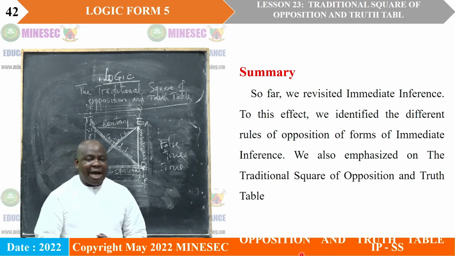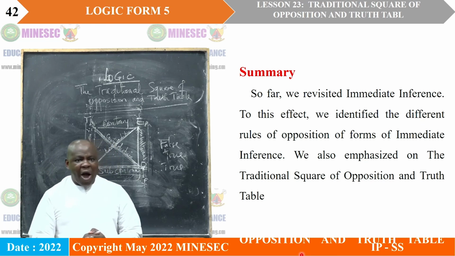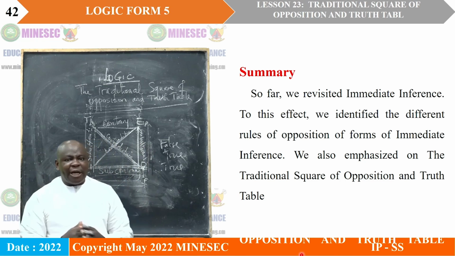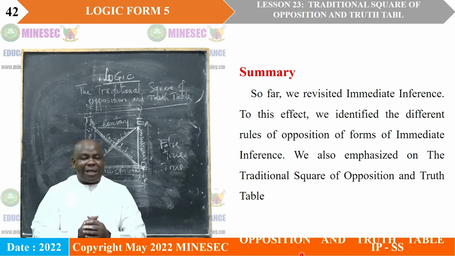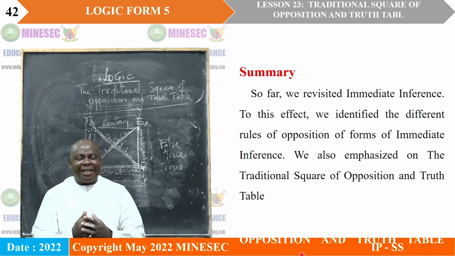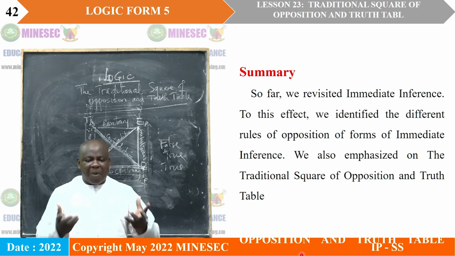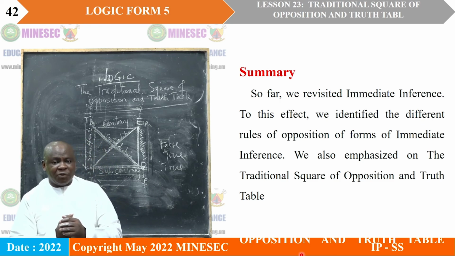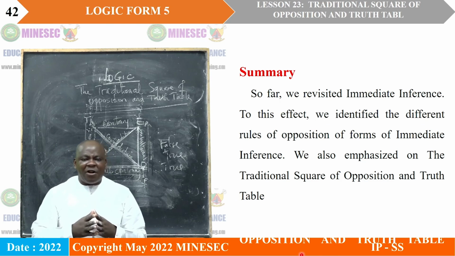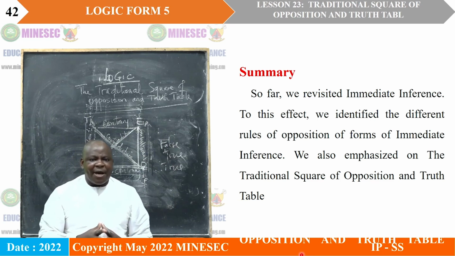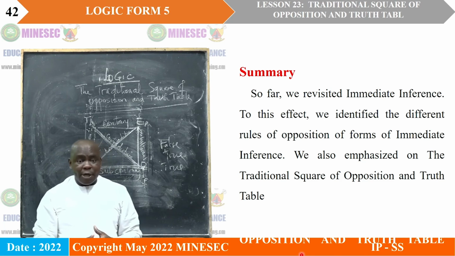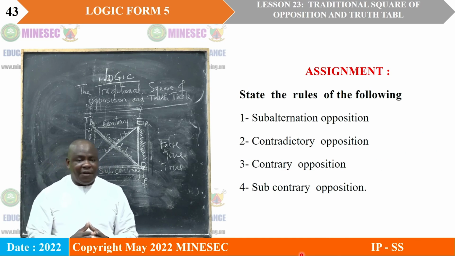Dear learners, we have come to the end of our lesson, the traditional square of opposition and truth value table. So far, we have revisited the immediate inference as well as the two types of inference. We have identified the different rules of opposition of all forms, that is subordination, contradiction, subcontrariety, as well as contrariety opposition. We have emphasized the traditional square of opposition and the truth values that carry all of them, as well as a graphical illustration table.